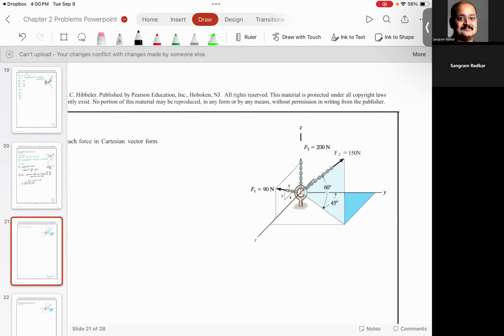Here you have three vectors. The good news is F3 is in the direction of z, so we don't have to resolve it. But you have F1 and F2. Find those angles, find the resolution, and at the end, dollars to dollars, pesos to pesos. Add all the i components, add all the j components, add all the k components. That is going to be the resultant of this. Everyone understood this?